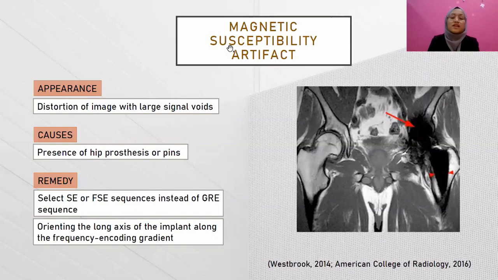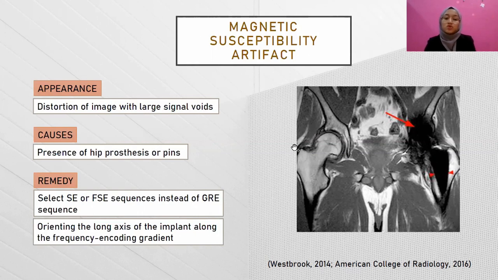Okay, next I will proceed with the artifacts. One common artifact in the MRI hip is the magnetic susceptibility artifact. As you can see in this image, the image will appear distorted with large signal voids in this area.